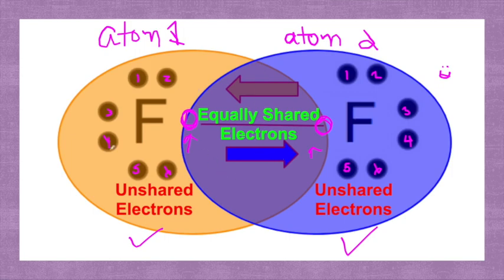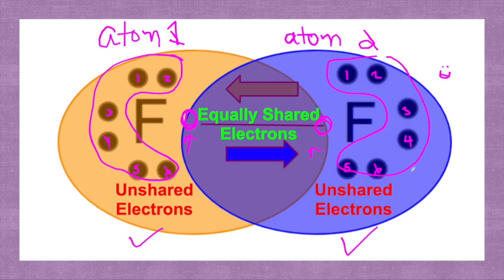You could also think of these as regions. If you see it like a Venn diagram, these are the unshared electrons, so these ones, and this for atom 2 are unshared electrons, and our shared electrons are these two. That's why it's in the equally shared electrons region.